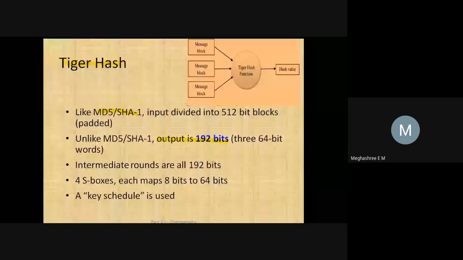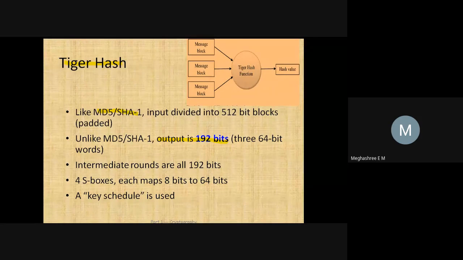See here I said 3 blocks. The input is divided into 3 message blocks, right? So each message block will be of 64 bits. The output will be 192 bits for this hash function. So this is actually the outline of this hash function. We'll see it in detail in the next slide.